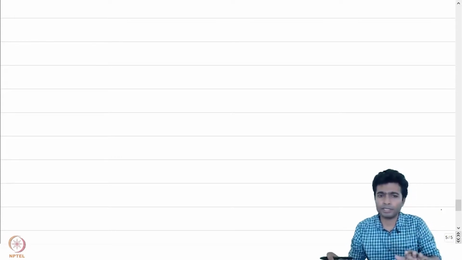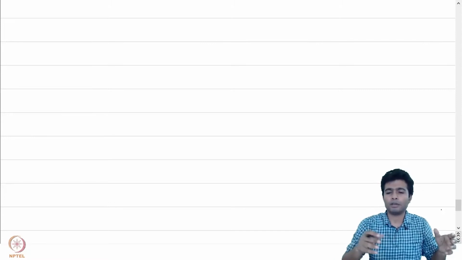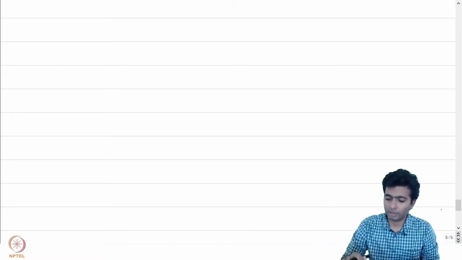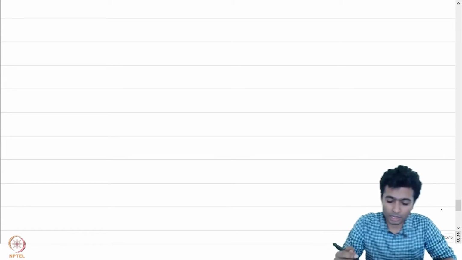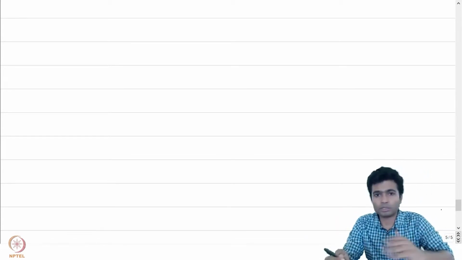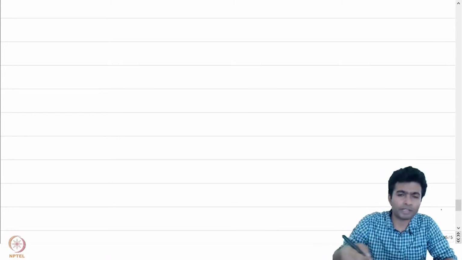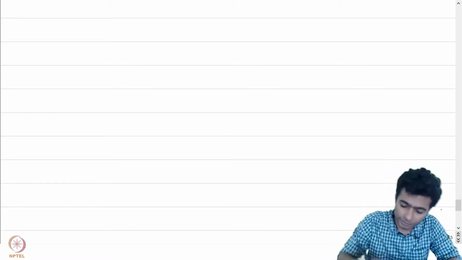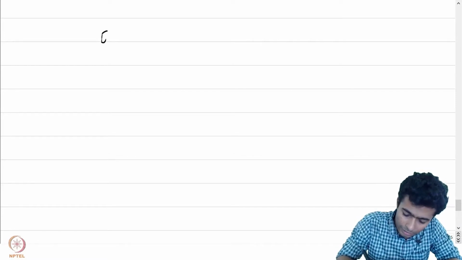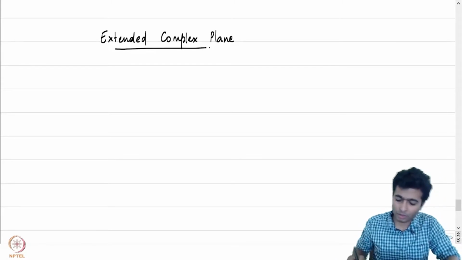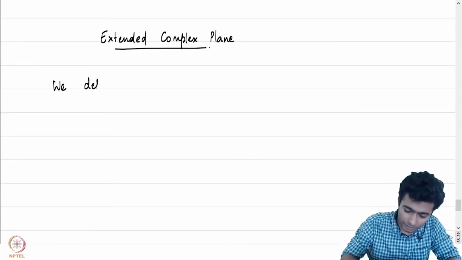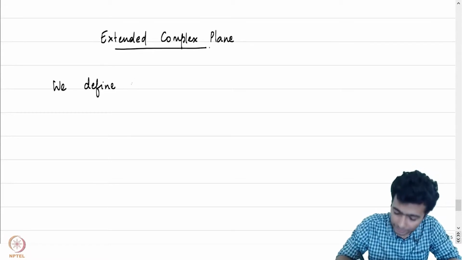The extended complex plane is nothing but the complex plane with one point attached to it. If you have seen our course on topology, it's just the one point compactification of the complex plane. Let me begin by defining what an extended complex plane is, and we will give a concrete description of what that is. So, the extended complex plane. We define the extended complex plane and denote it by C hat.